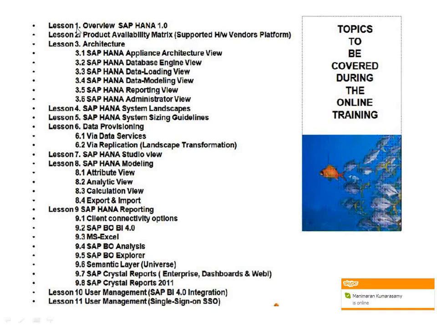Okay. So here lesson 1 basically deals with giving you an overview about SAP HANA, the appliance, and also the database approach. The lesson 2 is basically aimed at looking at the product availability matrix.